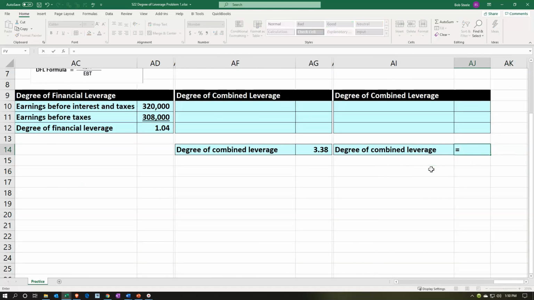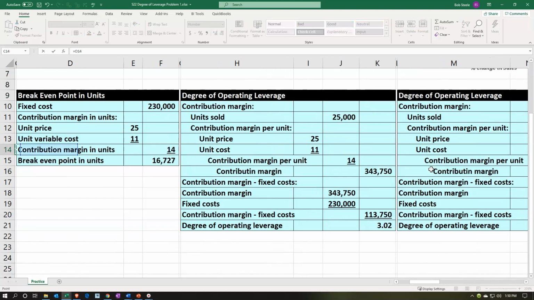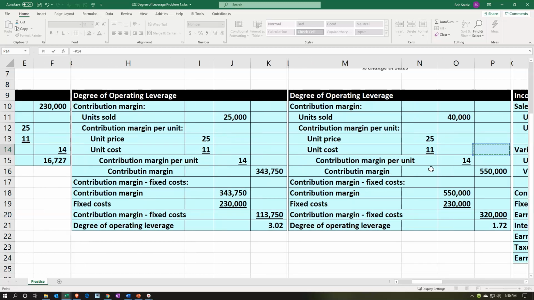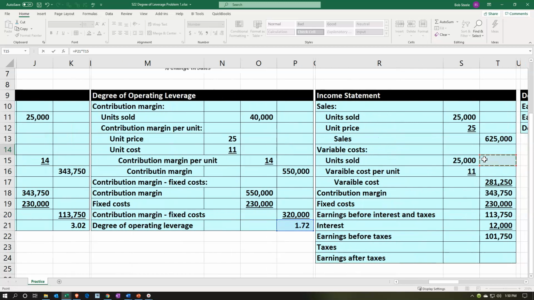I'm going to say equals, go all the way to the left, and then we're just going to hunt for this one. And then I'm going to hit the wall. I'm going to go right. I want the degree of operating leverage, but this time for the 40,000 units. So we want this 1.72 times. Put the cursor back down so I can then scroll from this point, and then I'm going to go to the right.